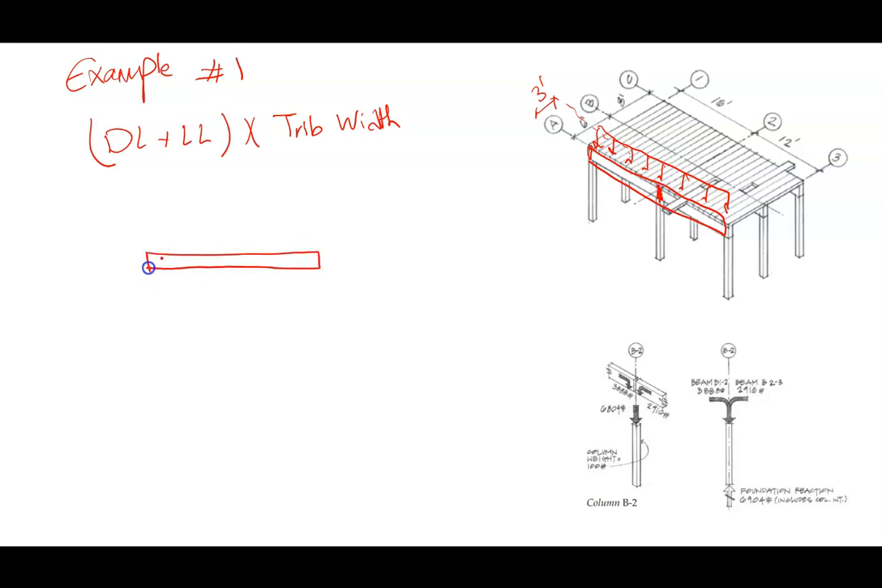Then you need to draw a free body diagram, 16 feet and 12 feet, and calculate the reactions. This is A1, A2, and A3.